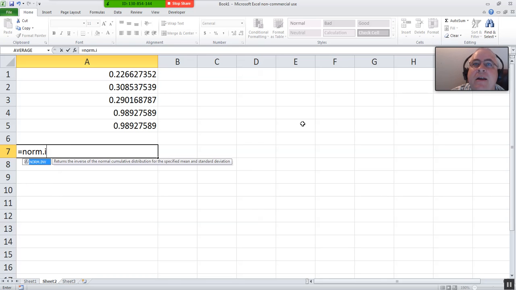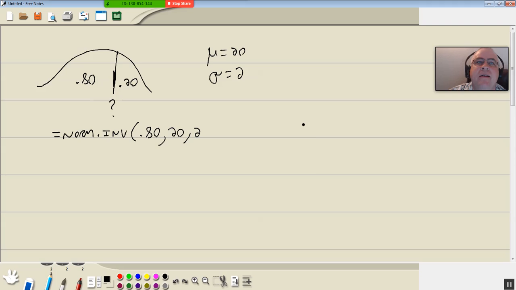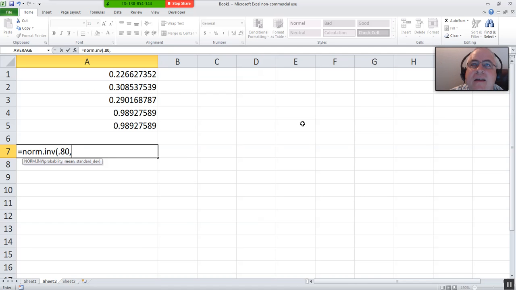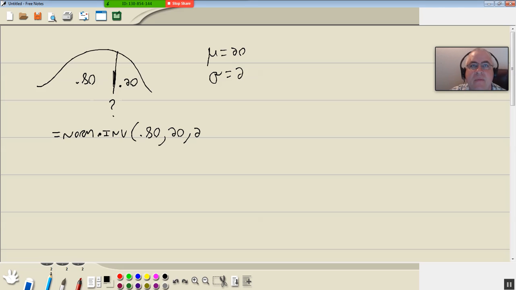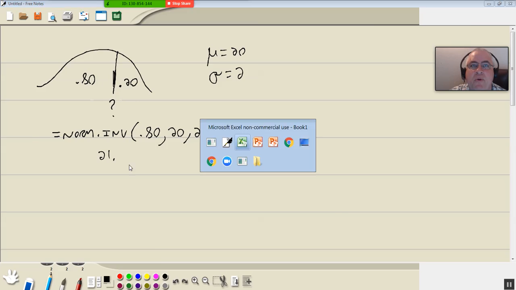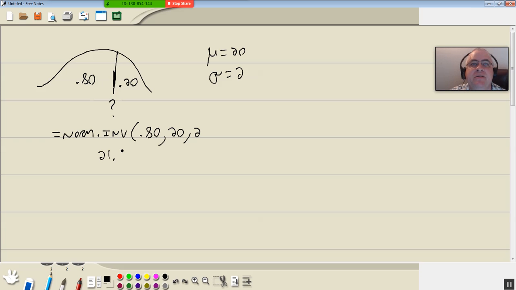Equals NORM.INV, probability, which is 0.8, 20, 2. Okay, there's no true on that, so that's how we'd enter it. And that gives us our value. So we get, taking it to 2 decimal places for this example, 21.68. So the age that separates the bottom 80% from the top 20% is 21.68.